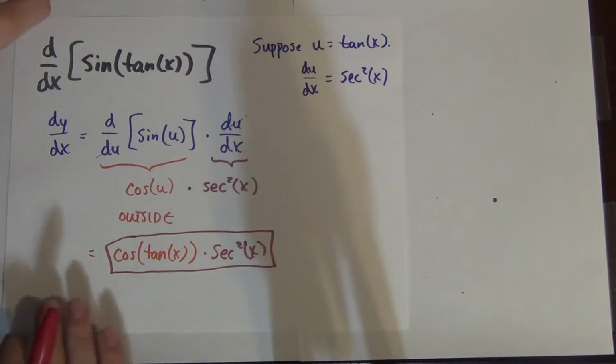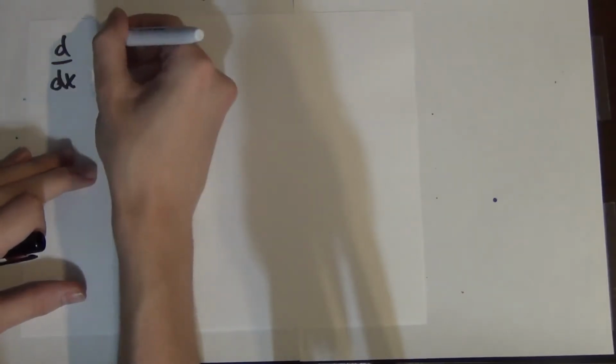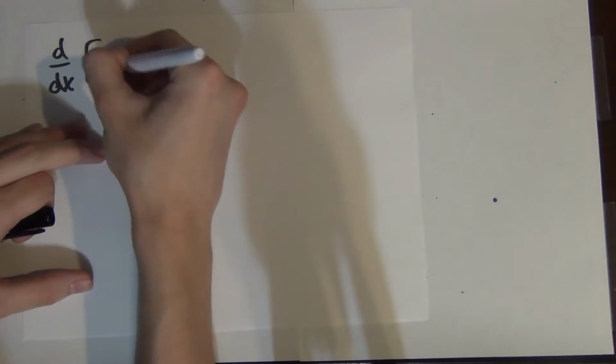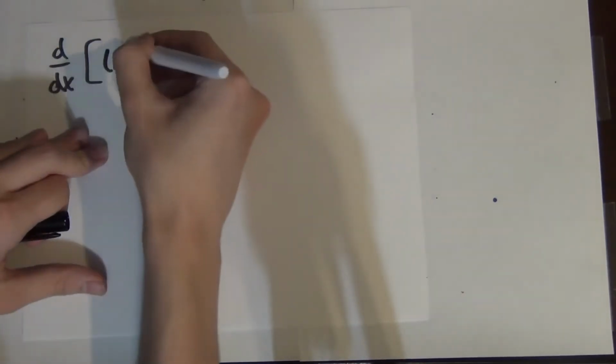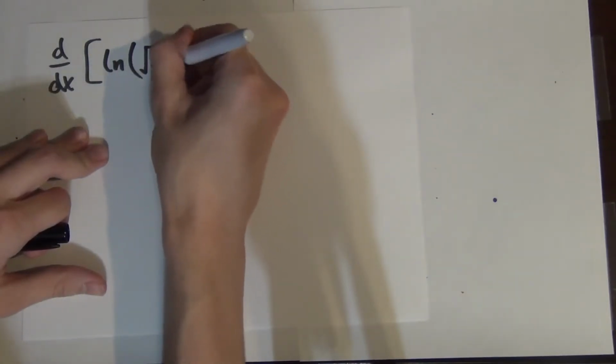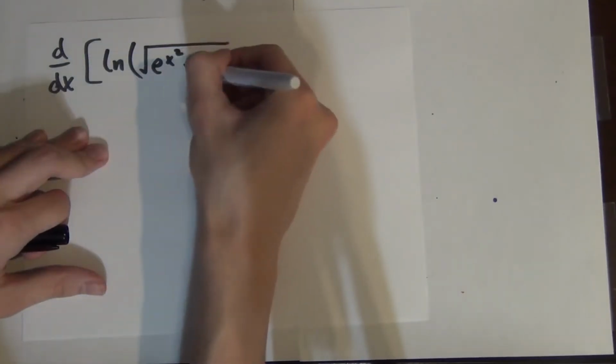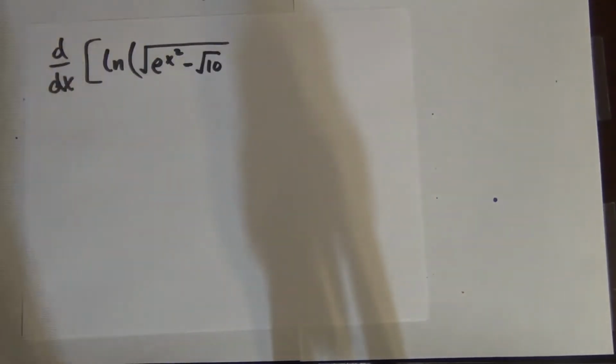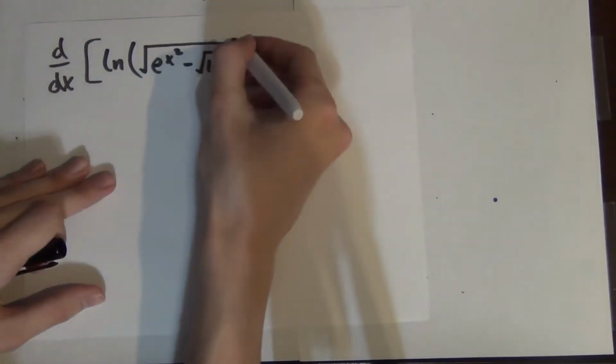All right, let's do another example. So suppose I make things a little harder, like they weren't already. I want to differentiate the natural log of the square root of e to the x squared minus the square root of 10. Okay, before you exit out, it's fine, don't worry about it. Please just stick with me. I promise it'll get better.